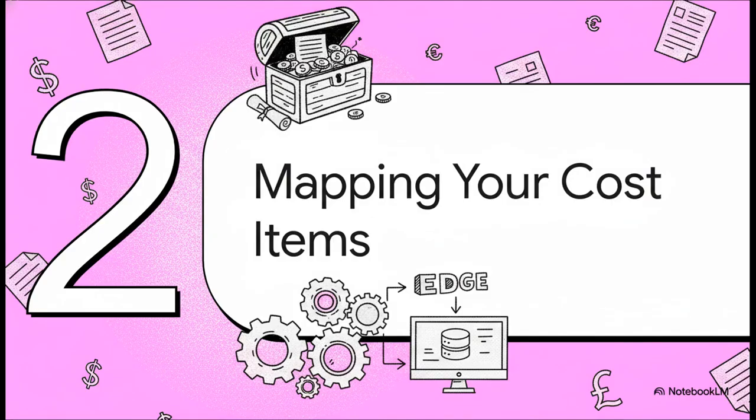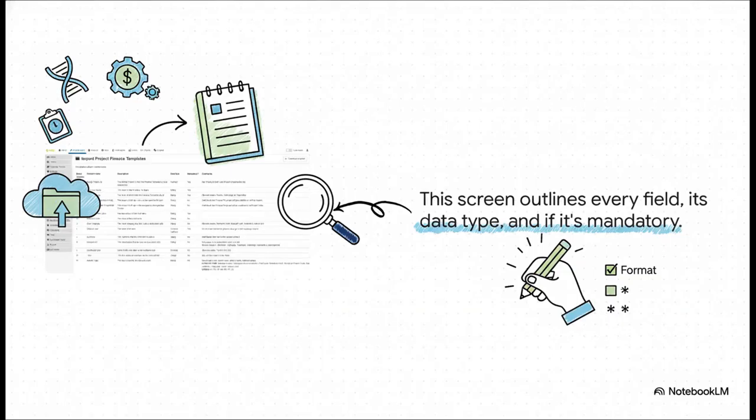Okay, now we get to the core of the task. Basically, translating your existing budget into a language that Edge can actually understand. This is where we organize all our data so it fits perfectly into that template. Now you're going to want to think of this screen as your secret cheat sheet. You can find it right where you downloaded the template, and it literally outlines every single field, what kind of data it needs, and whether or not you have to fill it in. You'll definitely want to keep this handy.